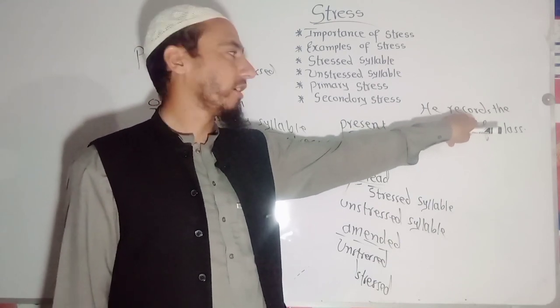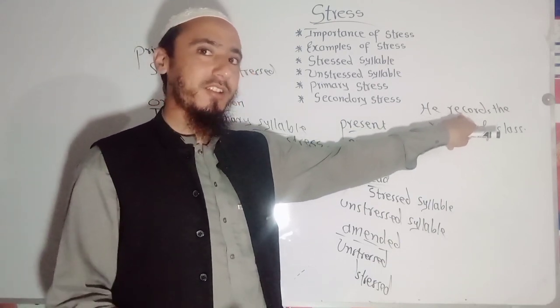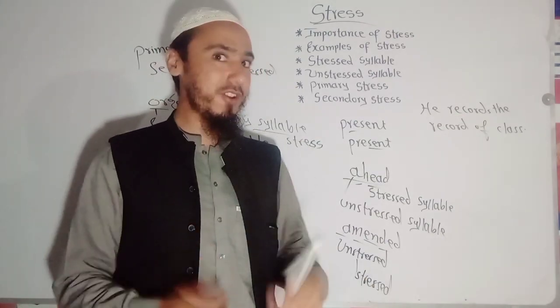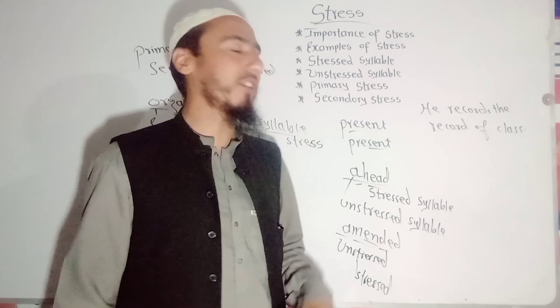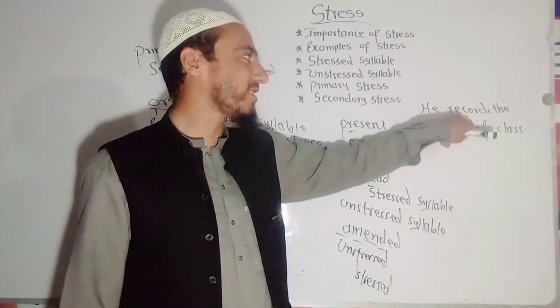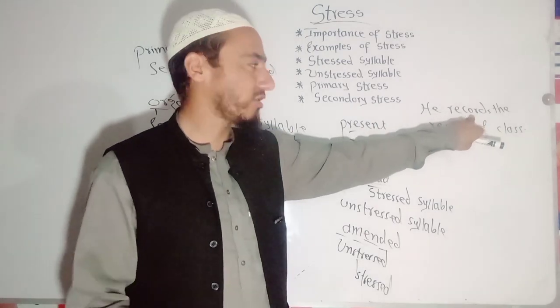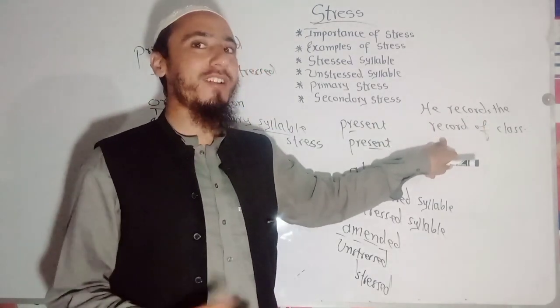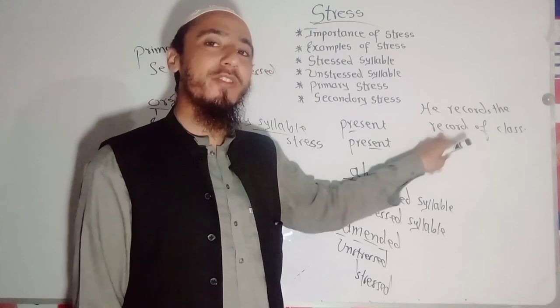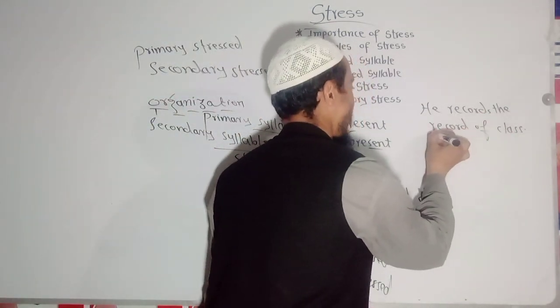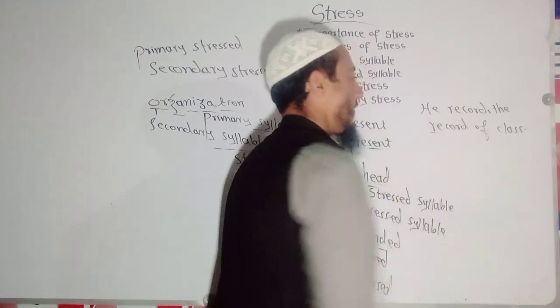He records the record of the class. He records the record of the class. So here the stress is on the next syllable, reCORD. He reCORDS the RECord of the class, the record. So the stress will be on the first syllable in a noun, and on the next syllable in a verb.